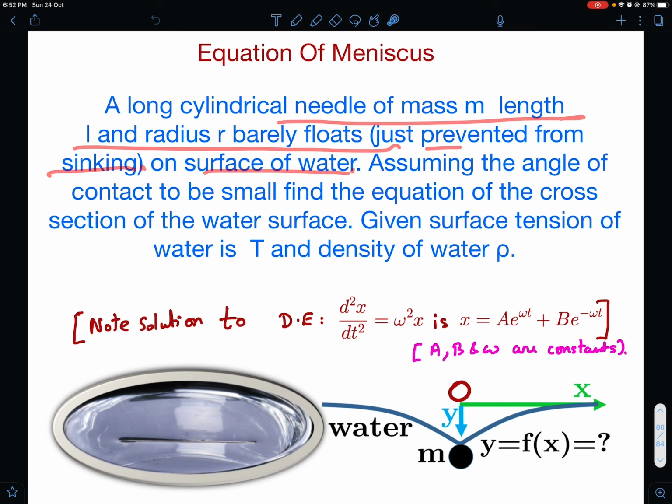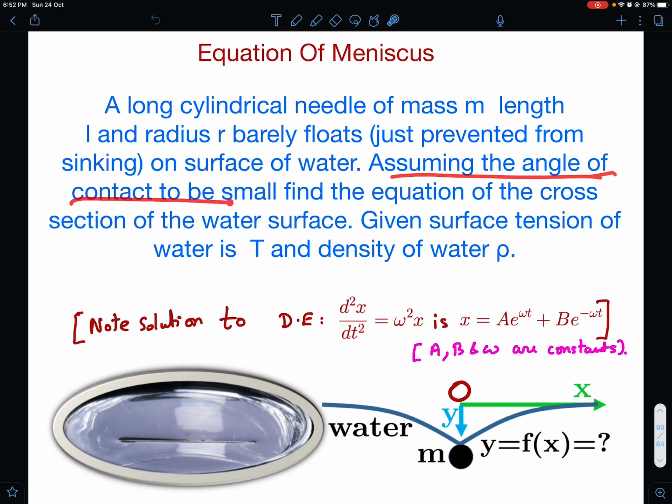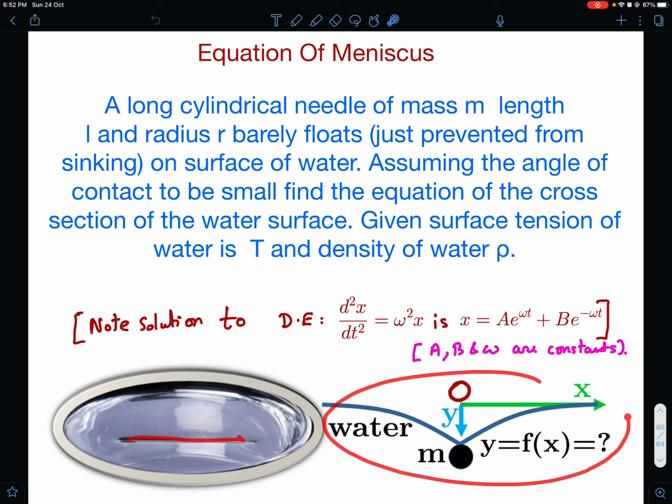So a long cylindrical needle of mass m, length L and radius R barely floats, just prevented from sinking on the surface of water, assuming the angle of contact to be small. The value is not given, but we can assume that the angle of contact is small. We have to find the equation of the cross section of the water surface. Here you can see there is water and a needle floating on top of it, and therefore there will be some depression. This is the cross-sectional view. You can see the cross section of the needle, and the water will get depressed around the needle. So we have to find the equation of this curve.